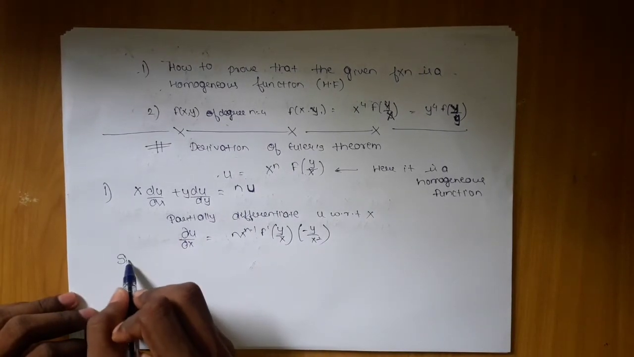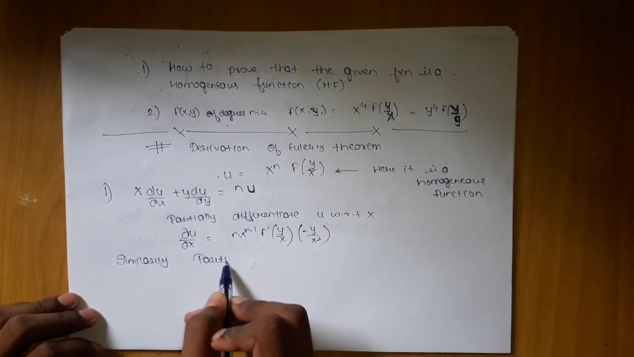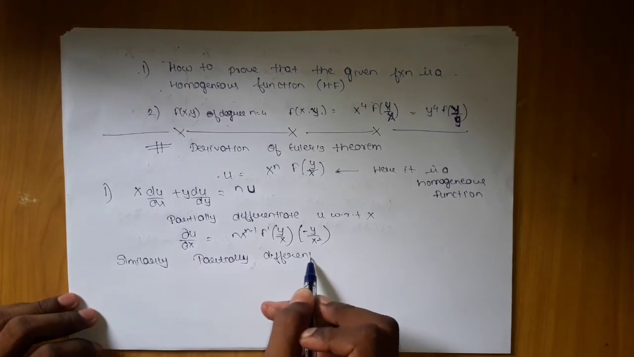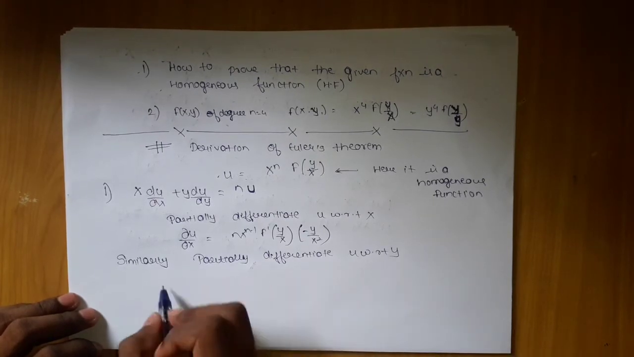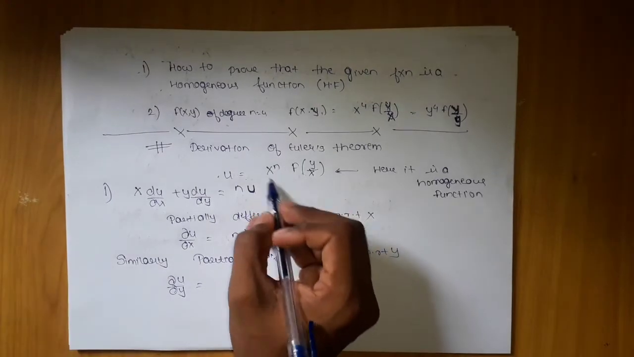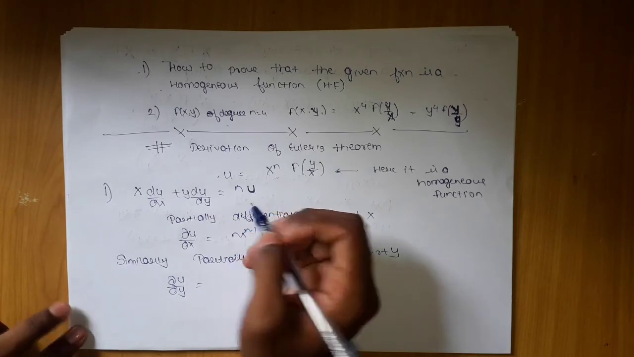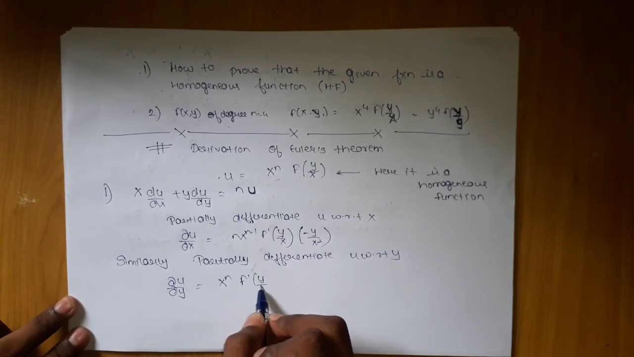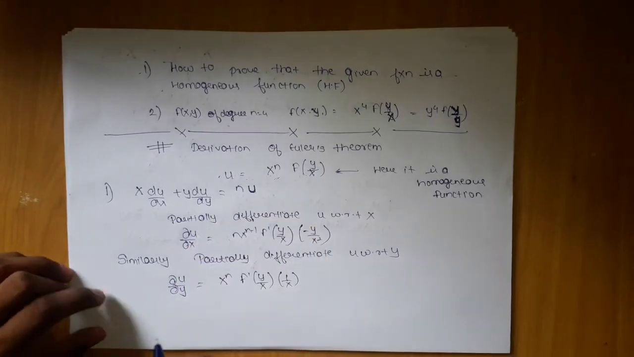Similarly, partially differentiate u with respect to y. We get dou u by dou y, where we are not differentiating x power n because we are partially differentiating with respect to y, so we leave the x. This will again become f dash y by x, and here it will be 1 by x. Now let's substitute the things in the LHS.